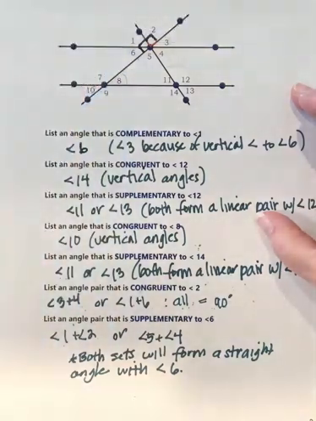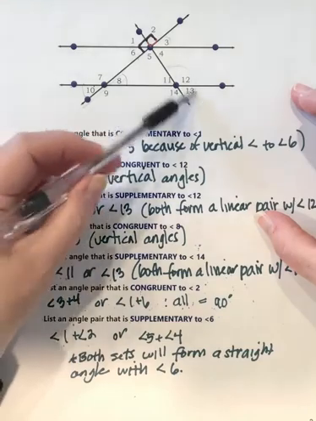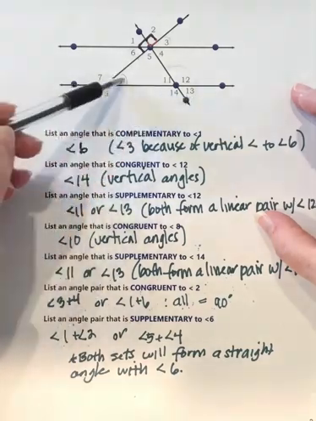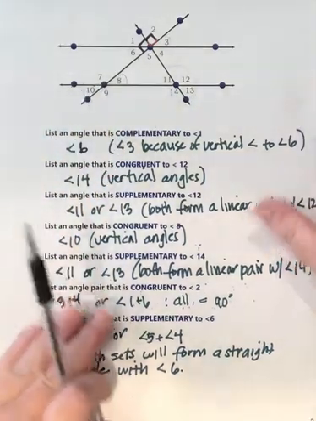So again, how we use most of this information is primarily in the linear pairs that you can find or the vertical angles.